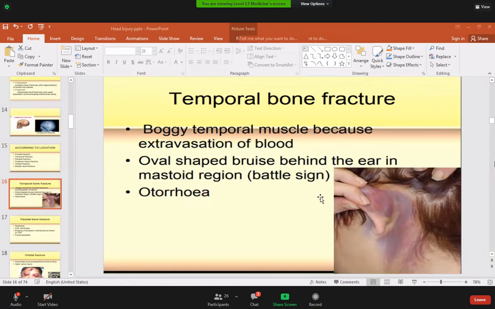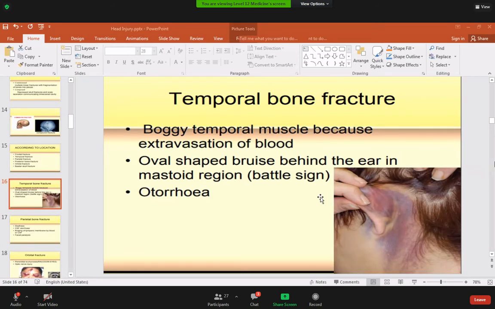The temporal bone fracture. Usually there is the temporalis muscle there. The temporal muscle becomes boggy because there is laceration or injury to the vessels, and there is blood collection all around that. Its typical presentation is Battle sign. If you see the area around the ear, behind the ear or at the mastoid region, it is bruised, and this is called the Battle sign.